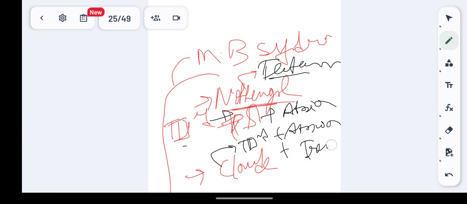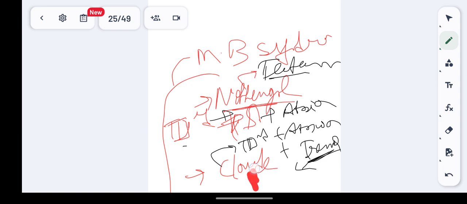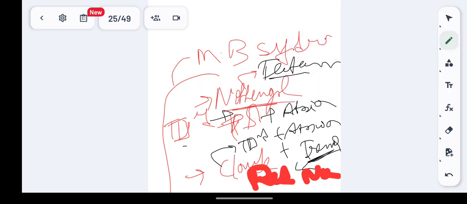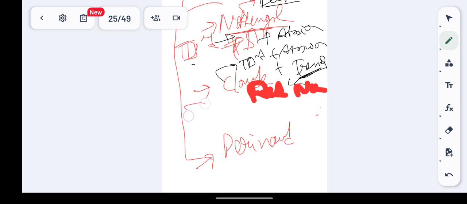Why tremor? Think, tremor is because of the red nuclei. What we generally say is that Claude equals Nothnagel plus Benedict. In Benedict we can also see tremors because it can also involve the red nuclei. Simple. Parinaud. So P for Parinaud.